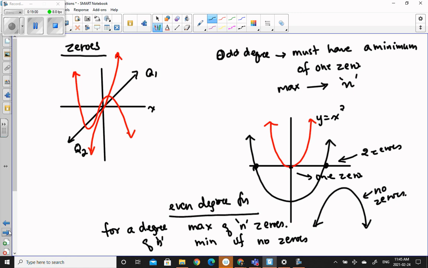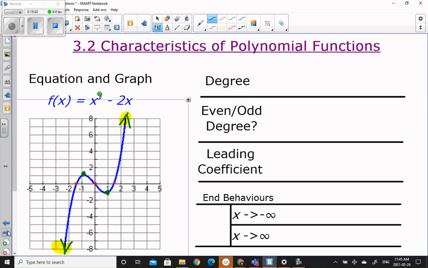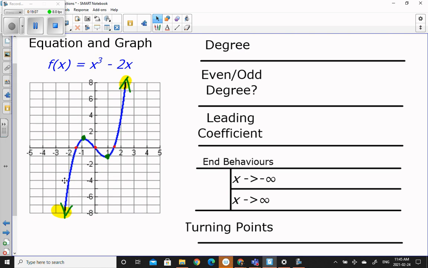Okay, so let's do some practice questions over here. You have f of x equals x cubed minus 2x.